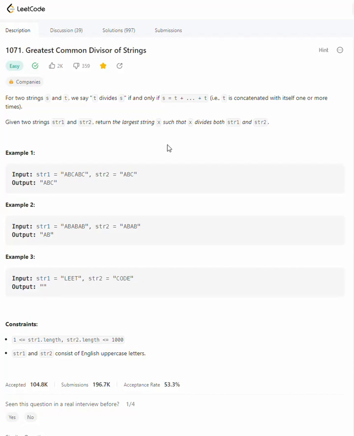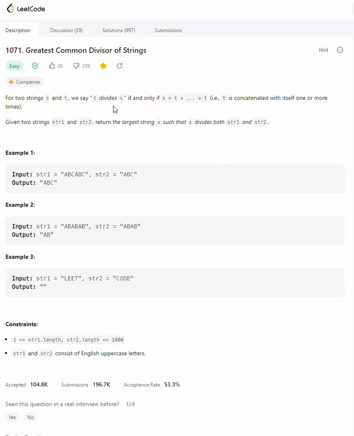Hello everyone. Today we are going to see the next LeetCode problem, which is greatest common divisor of strings, GCD of strings. Now let's see what the problem is. For two strings S and T, we say T divides S. Let's assume two strings are given, S and T, and I will say T divides S.